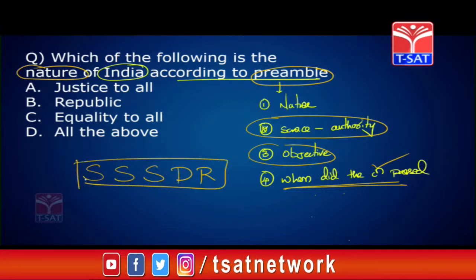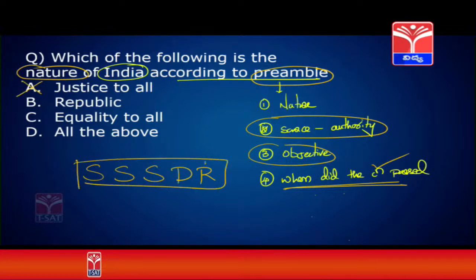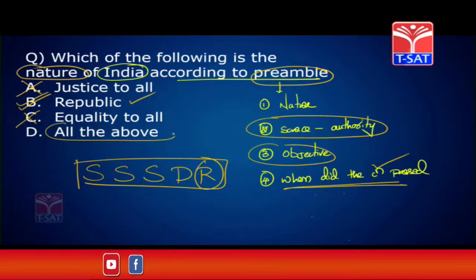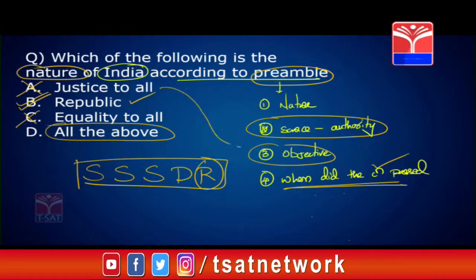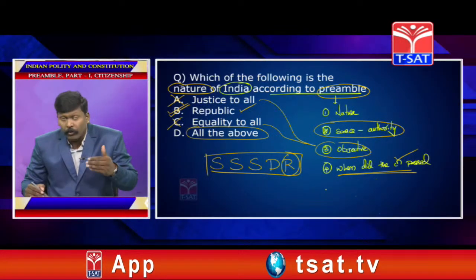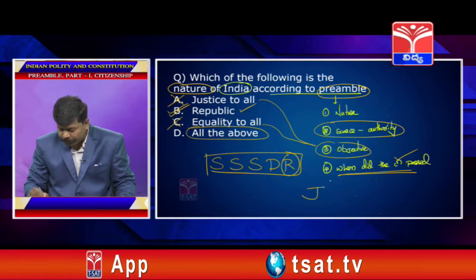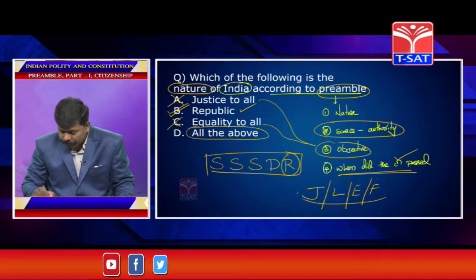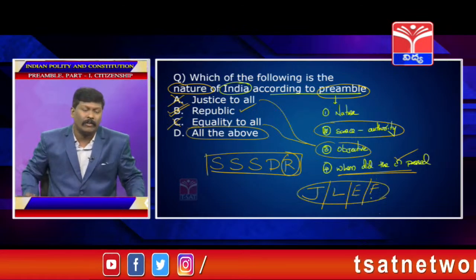Now look at this. Justice for all, no. Republic, yes. Equality to all, no. Answer is B. Directly it is B. To confuse you only I gave all the above. These two are part of the objectives of the Indian Constitution according to Preamble. The objective of the Indian Constitution is to ensure justice, liberty, equality and fraternity. This is the objective of the Indian Constitution.